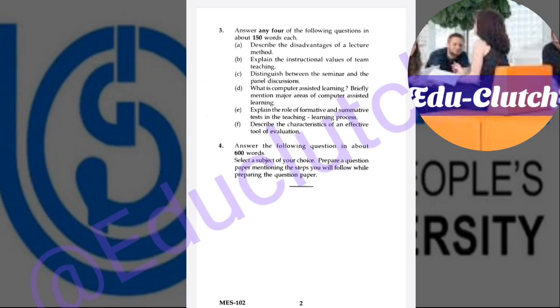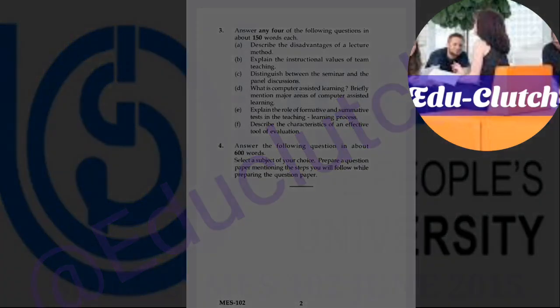Fifth, explain the role of formative and summative tests in the teaching learning process. And sixth is, describe the characteristics of an effective tool of evaluation. And the last question is, select a subject of your choice. Prepare a question paper mentioning the steps you will follow while preparing the question paper.